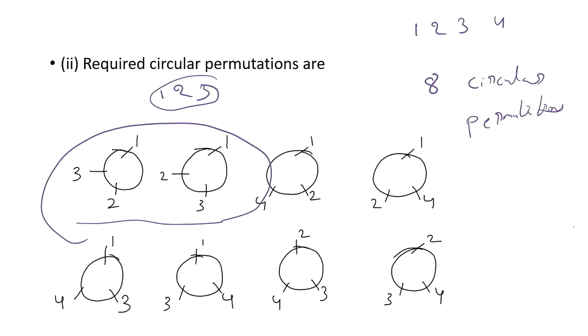Definitely the number of circular permutations is going to be less than the number of linear permutations. Why? Because a few linear permutations result in a single circular permutation. So here if you observe 1, 2, 3, 2, 3, 1, 3, 1, 2. All these 3 linear permutations result in the first circular permutation, that is 1, 2 and 3.